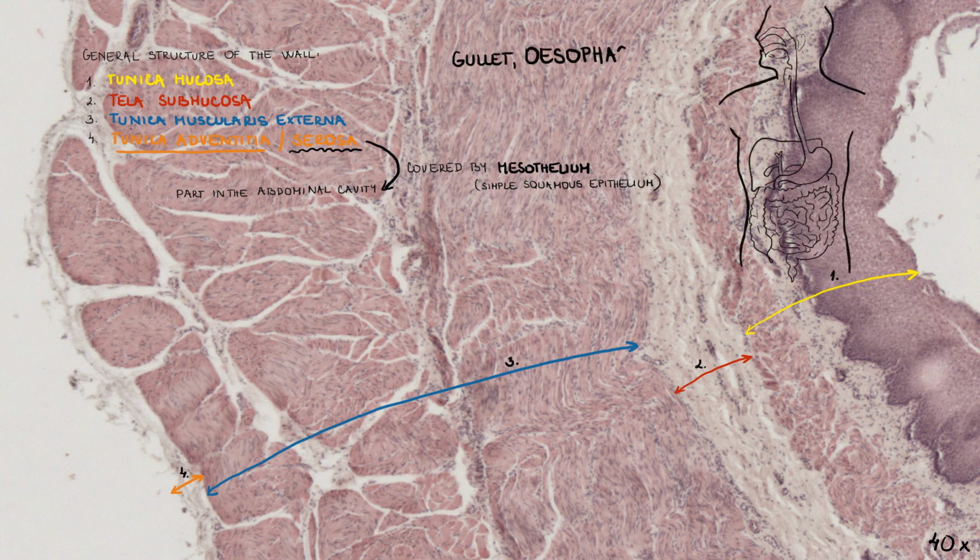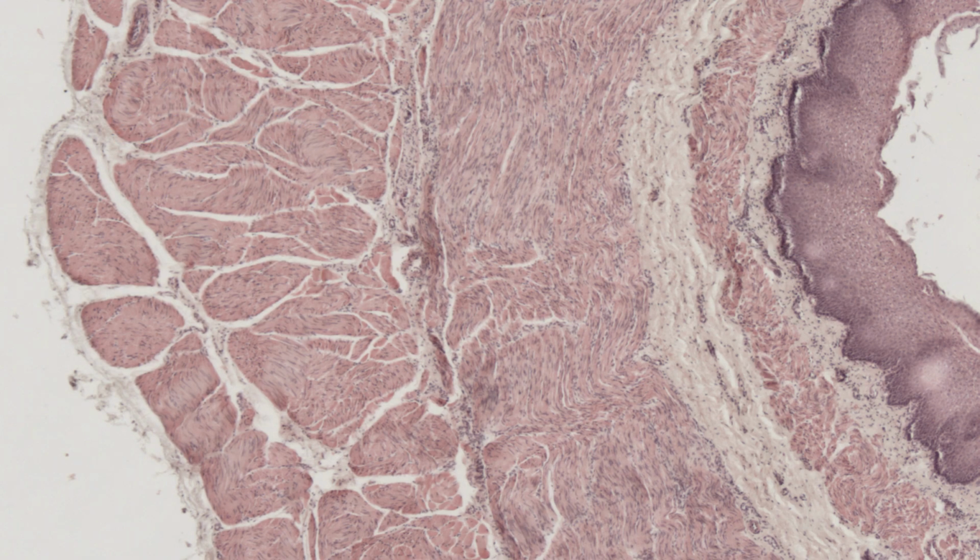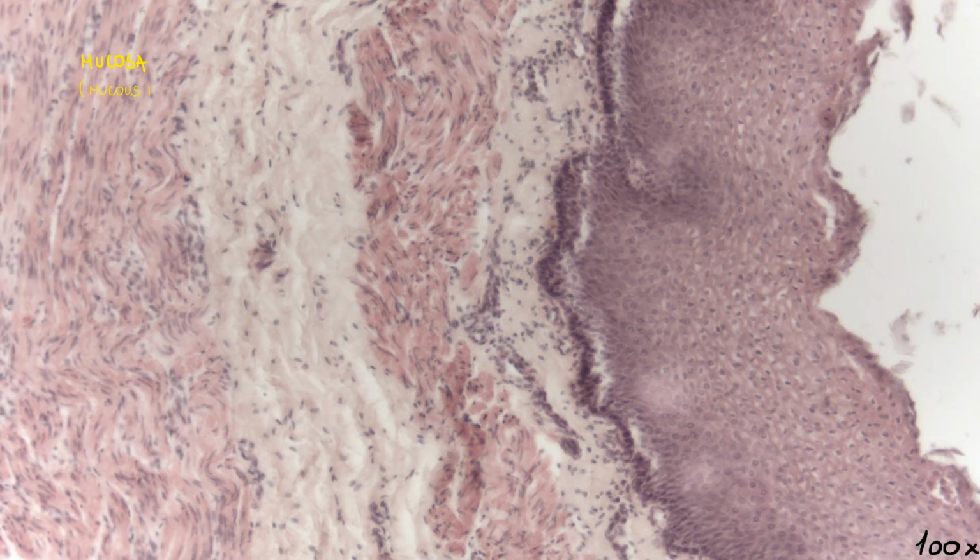Gullet, Oesophagus in Latin, is a muscular tube which connects pharynx and stomach. Mucosa or mucous membrane consists of 3 sublayers: epithelial lining, lamina propria mucosae, and muscularis mucosae.